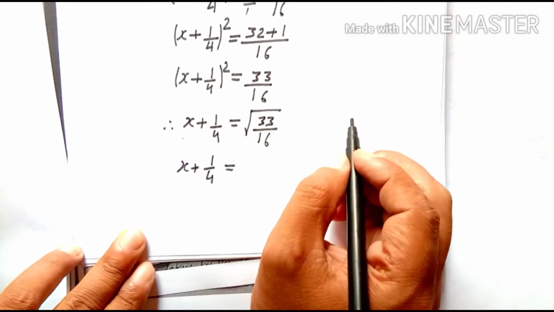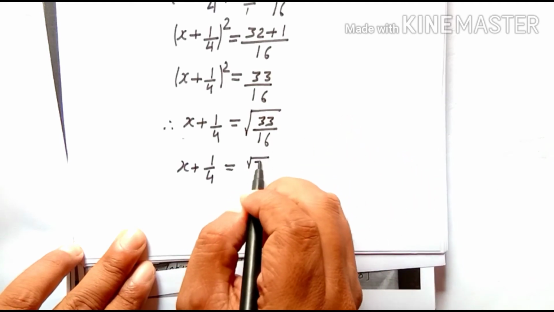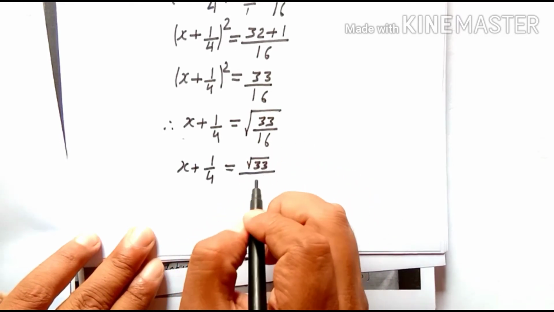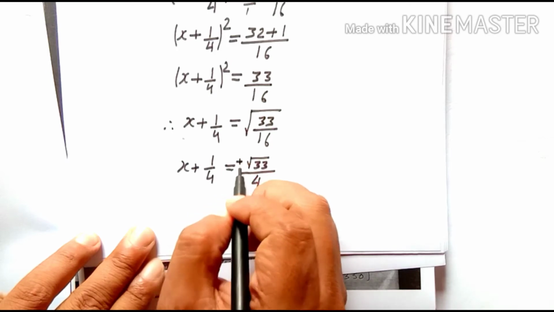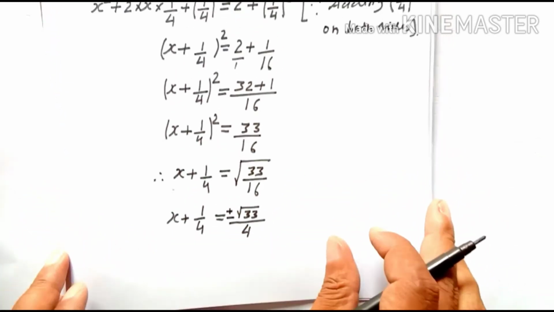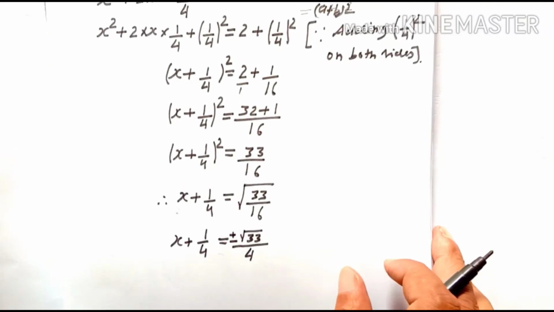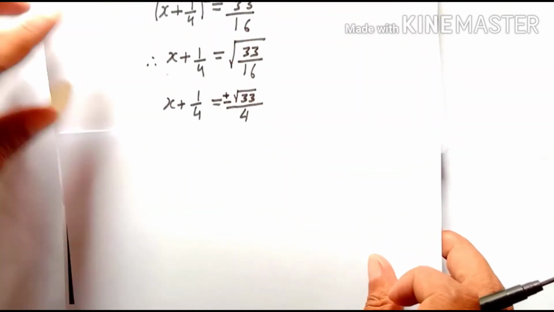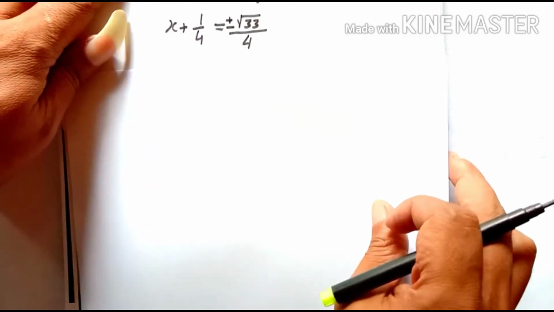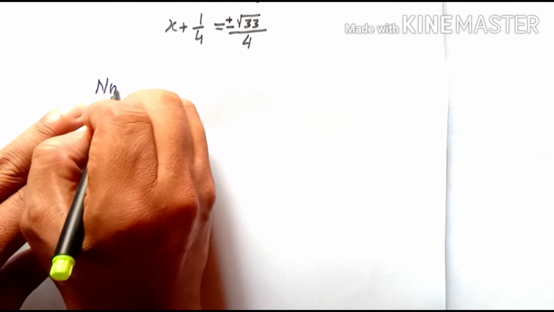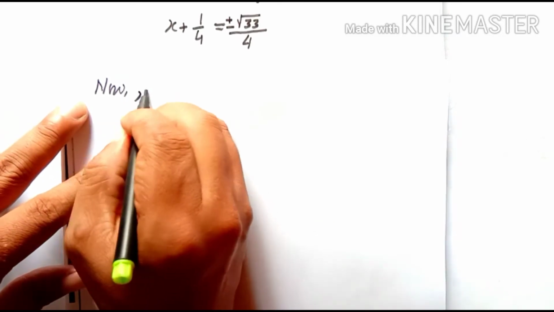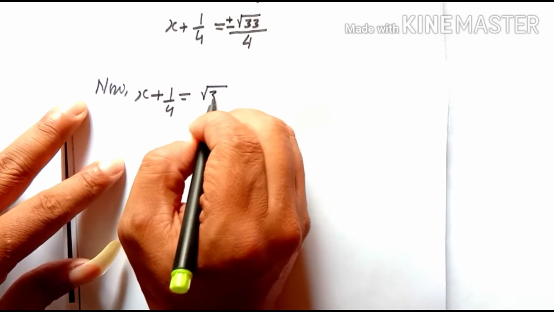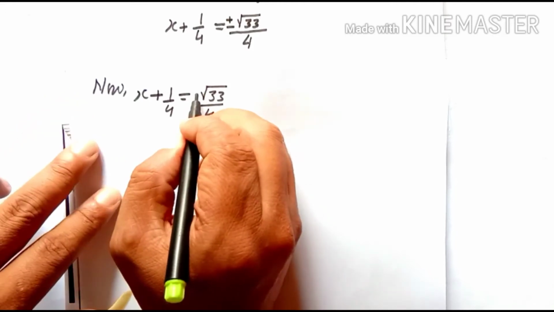Now here we have x plus 1/4 equals root of 33 by 16. Is 33 a perfect square? No. So keep it within the root, so square root of 33. But we can see here 16 is a perfect square of 4. Now take the sign, positive also, negative, plus minus. After that you can separate this into two parts, with a positive and a negative. So after this step, x plus 1/4 equals, first take the positive root of 33 upon 4. We don't need to write the plus sign here.